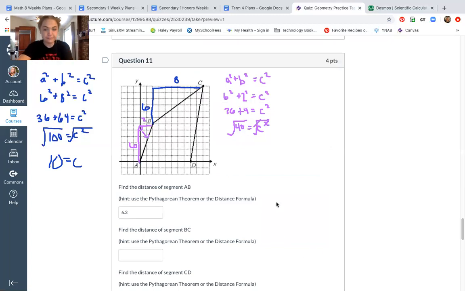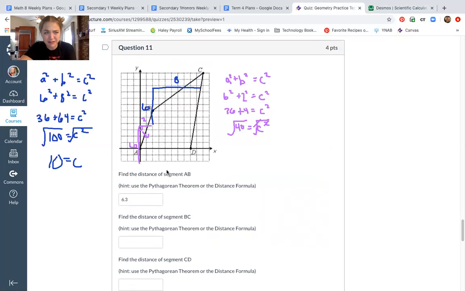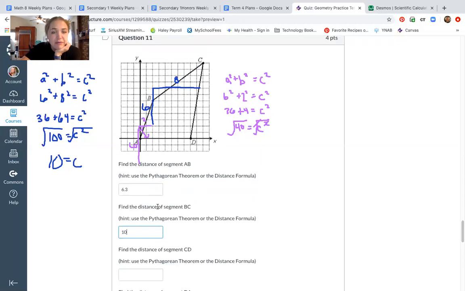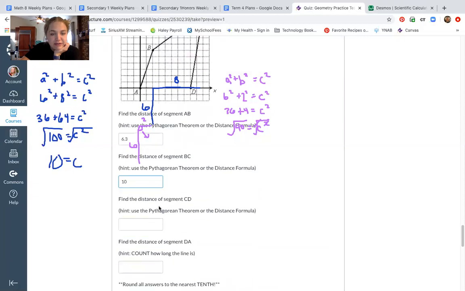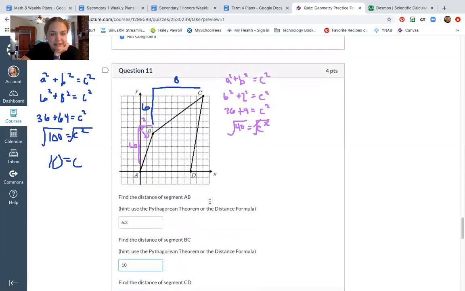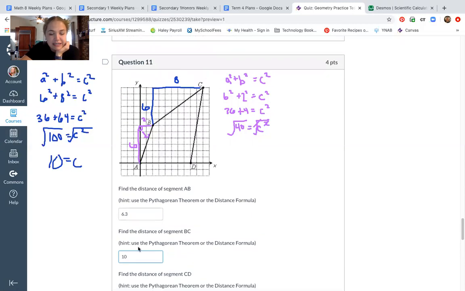Now, I'm going to scroll down. You see how all this stuff freezes on there? It's annoying, but that's okay. All right, so I wrote my 10 there, and then we want to find CD next, and then DA last. So let's try to line this up nicely again. Okay, CD, let's choose a color. Oh man, we haven't done red.